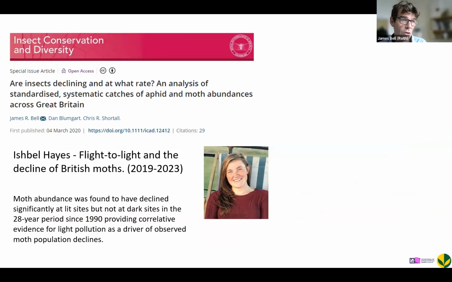So in collaboration with Dan Bloomgard, who was a PhD student with me in the insect survey, and Rosa Menendez at Lancaster, Dan and Chris Shortall, who I've talked about earlier, I wrote a paper on the standardized data set that we have for the survey for estimating whether or not insects were declining, using the moth data and also the aphid data to say something about insect decline more generally.